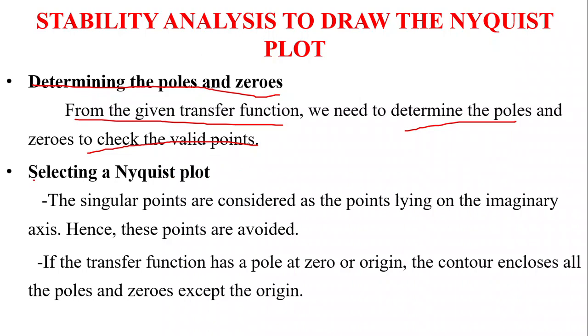After that, we have to select the Nyquist contour. In this, we have to consider the singular points. These singular points are the points lying on the imaginary axis. Generally, the singular points are avoided. If the transfer function has a pole at 0, or the origin, the contour encloses all the poles and zeros except the origin.